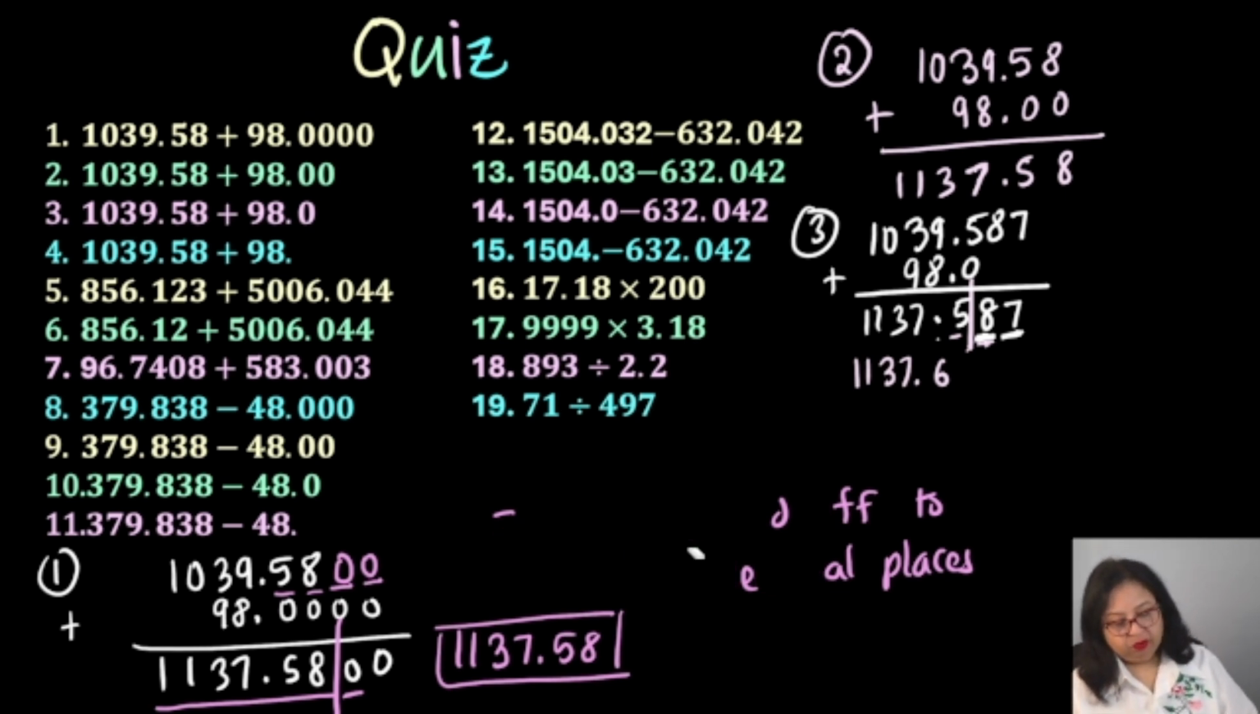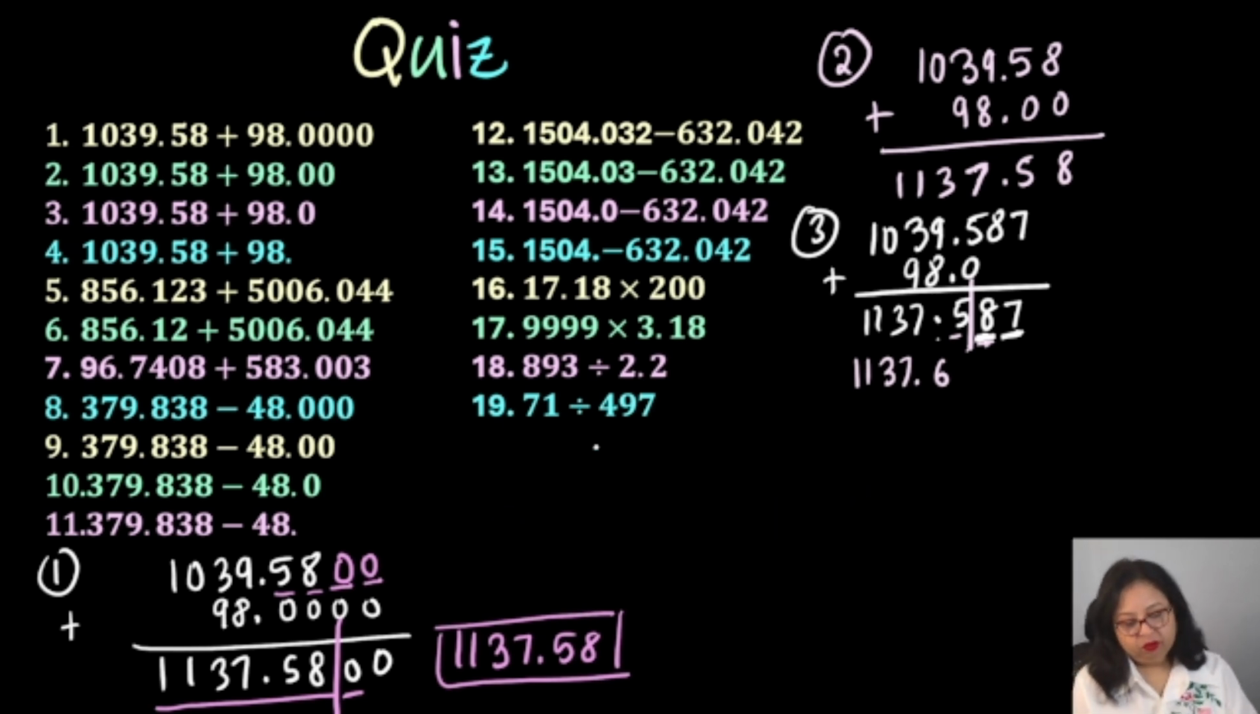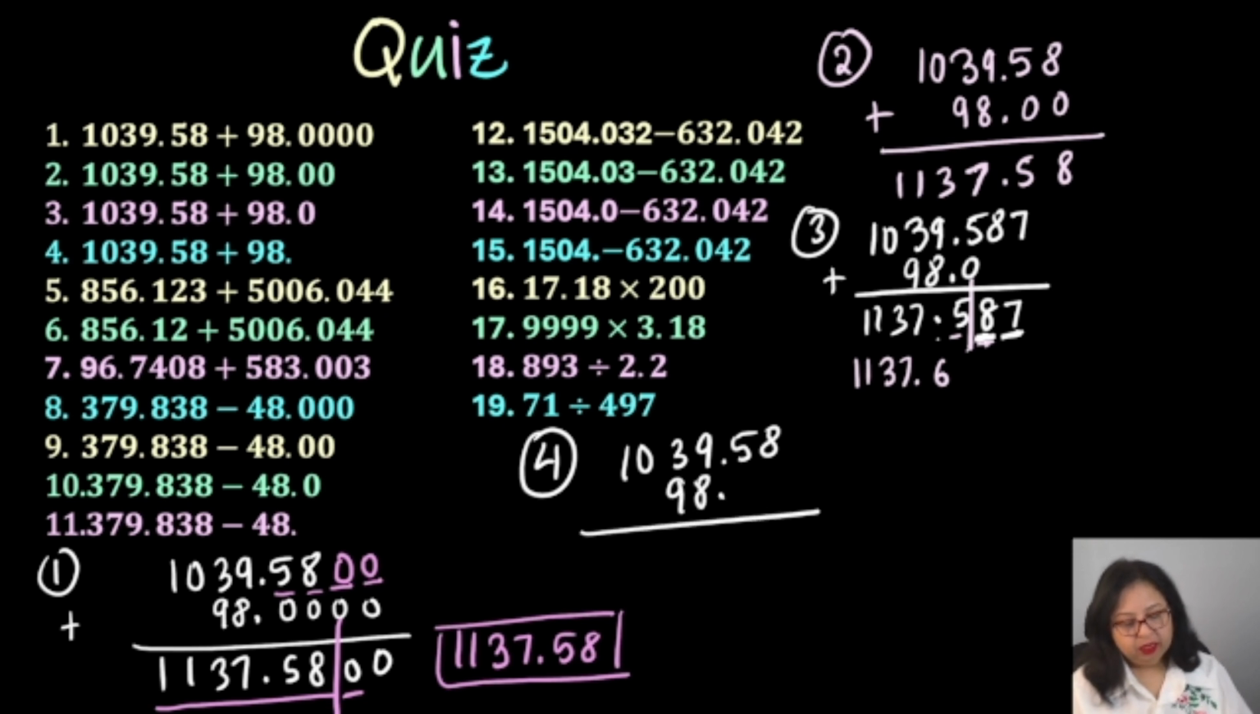So number 4 is also based on the same numbers, but different number of decimal places. So let's go ahead and do it over here. 1039.58, 98 point nothing. I could have just as well written it as 98, which I have to now write like this. These 2 zeros were not there to begin with. I have put it in by hand here. So this answer must be rounded off to no digits after the decimal.